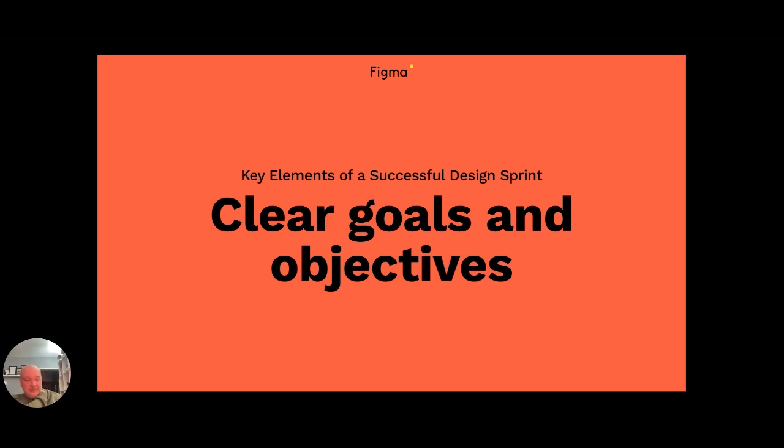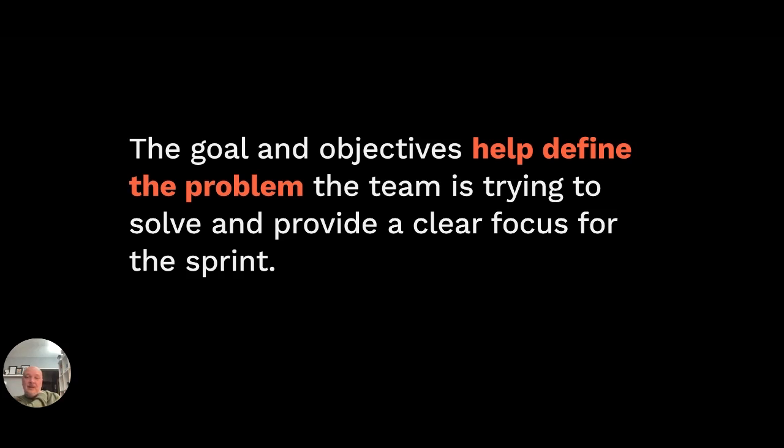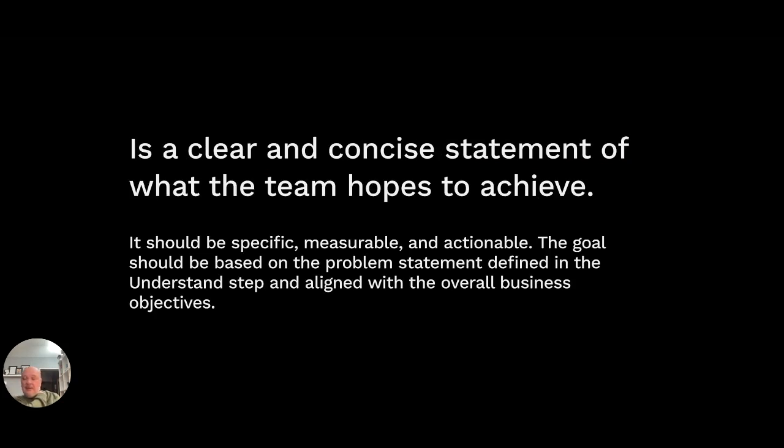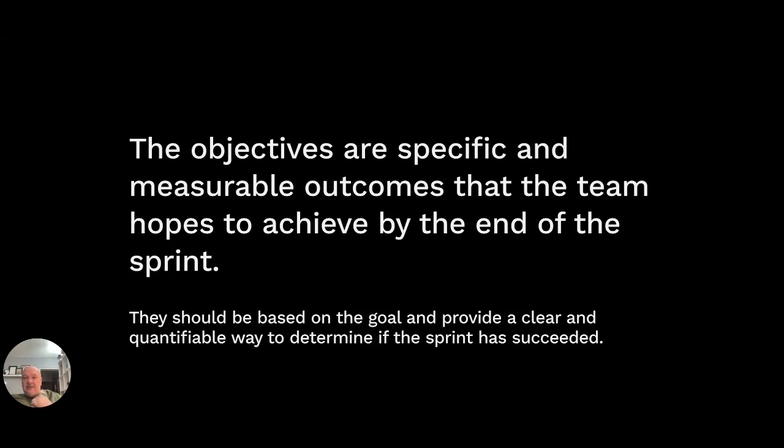I think the third chapter is the key elements of a successful design sprint. Sorry, there are 5 key elements. The first one: we need to set clear goals and objectives, and they will help us define the problem the team is trying to solve and provide a clear focus for the sprint. It's a clear and concise statement of what the team hopes to achieve. It should be specific, measurable, actionable, and the goals should be based on the problem statement that is defined in the understanding step and aligned with the overall business objectives. And the objectives are specific and measurable outcomes that the team hopes to achieve by the end of the sprint.